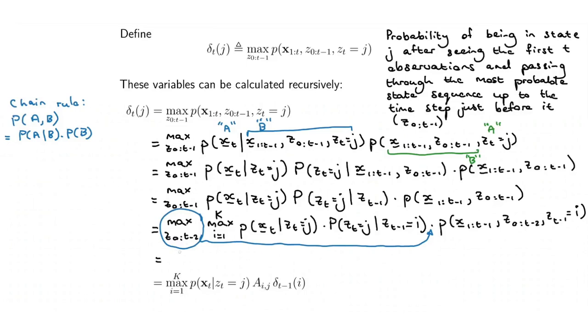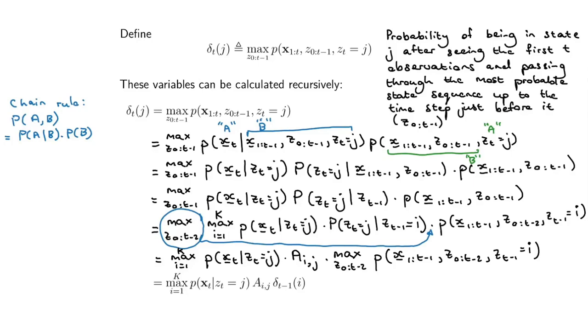So now we end up with a little equation of p(x_t | z_t = j) times, okay, cool. Now we can just replace this thing. That is the transition matrix. So that is the probability of going from state i in the time step before to state j in the time step that follows, times the max over z_0 to t-2 of this monstrosity that is left over.